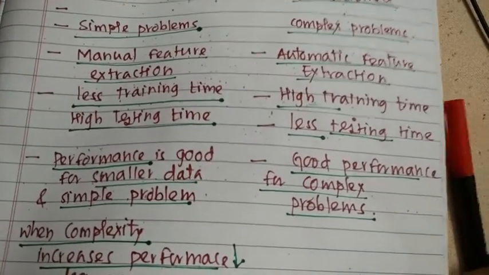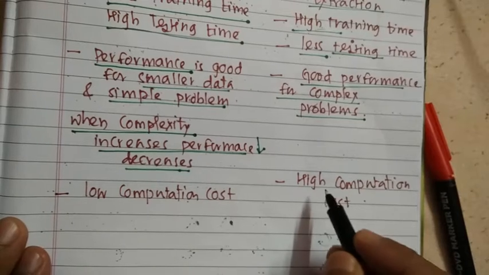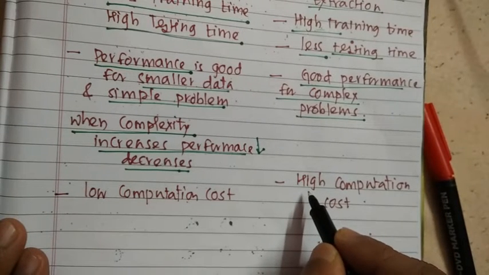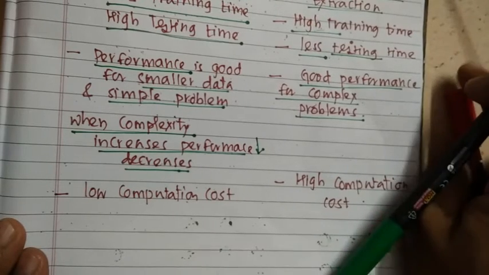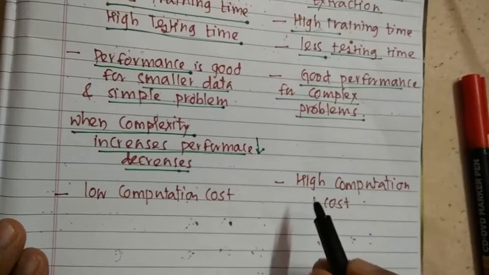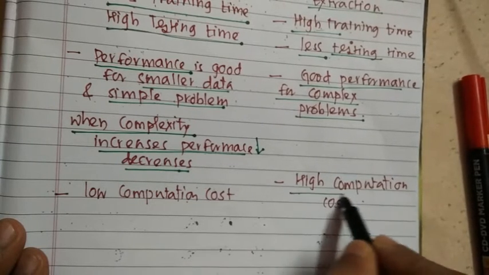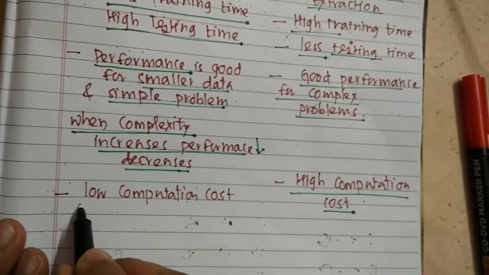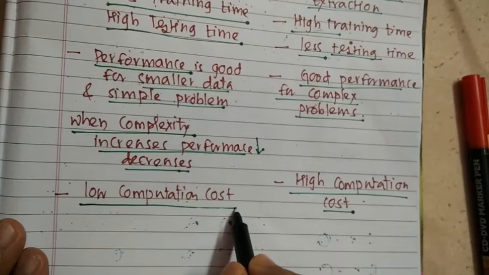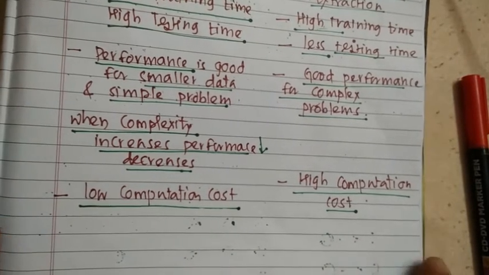But with this good performance, one more drawback is there. We need high-level hardware, memory, RAM and computation. So there is a high computation cost for deep learning, whereas for machine learning we require low computation cost because we are handling simpler and smaller data.